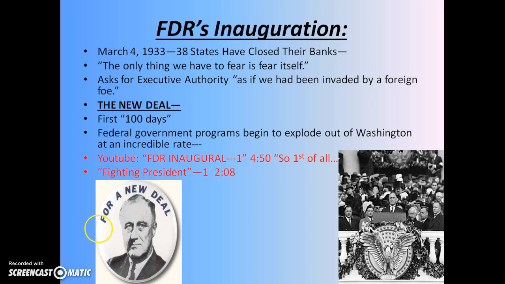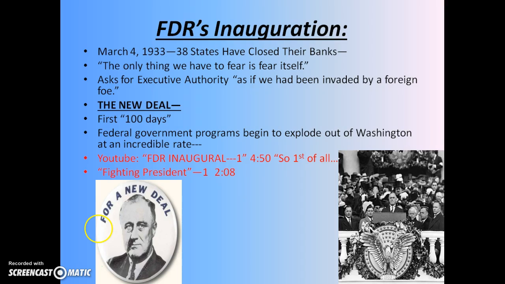And in order to do this, he asked for something that if a previous president had asked for this, they probably would have been run out of town, if not perhaps even shot in our early history. He asked for executive authority, in other words, the power for the federal government to behave as if we had been invaded by a foreign nation. And he will use that as the basis for his view that he can use the federal government and create what we call the New Deal.